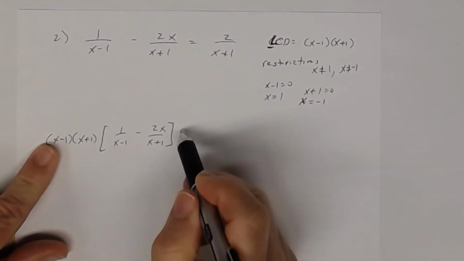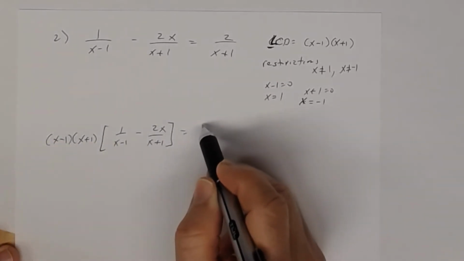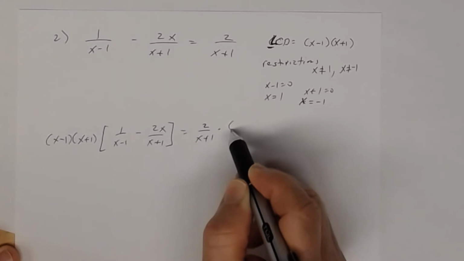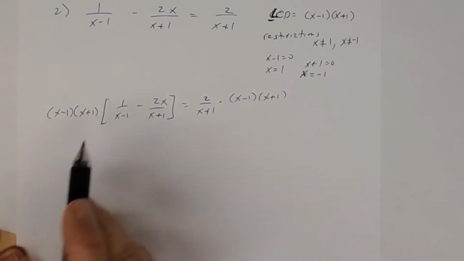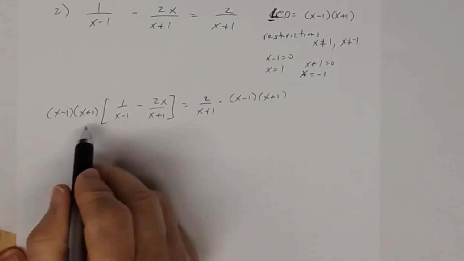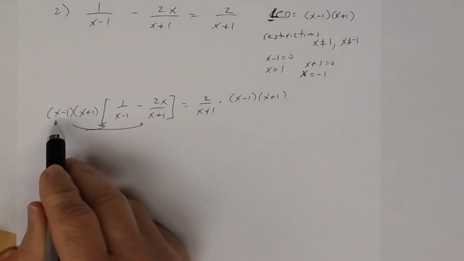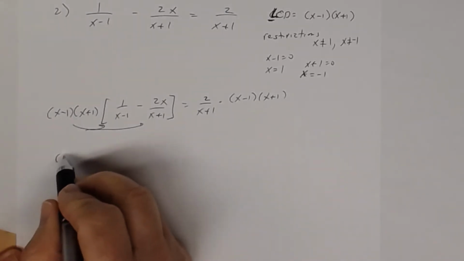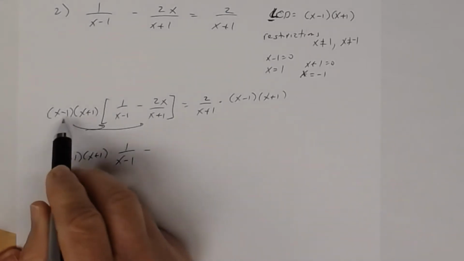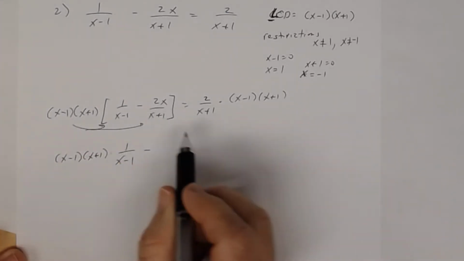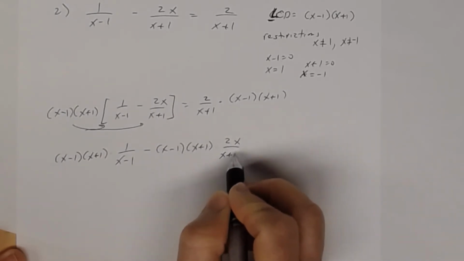Now on this side, since I only have one rational expression, I'm not going to put it in parentheses like I did this one. I'm just going to write times the LCD, x minus 1, x plus 1. Now the next step is to get rid of the brackets, so I'm going to distribute. When I distribute, I get the LCD times that first rational expression: x minus 1 times x plus 1 times 1 over x minus 1, minus the LCD times this, so x minus 1 times x plus 1 times 2x over x plus 1.